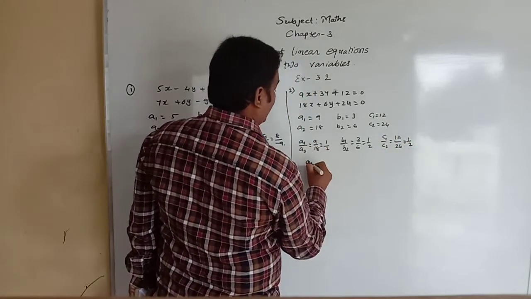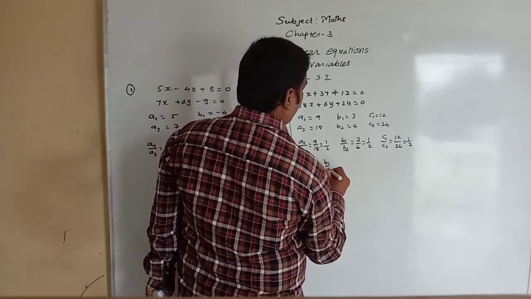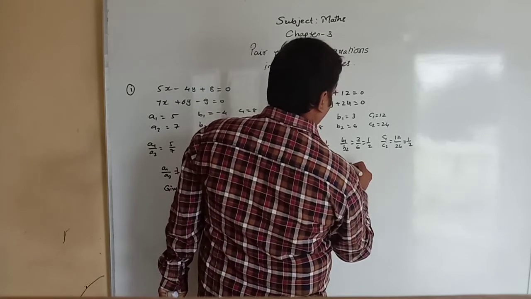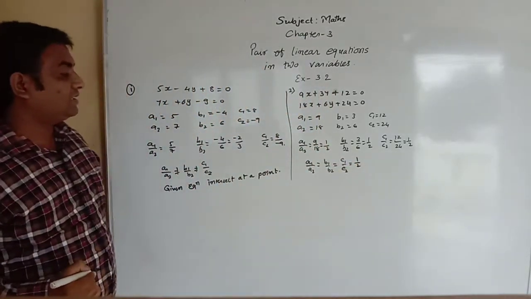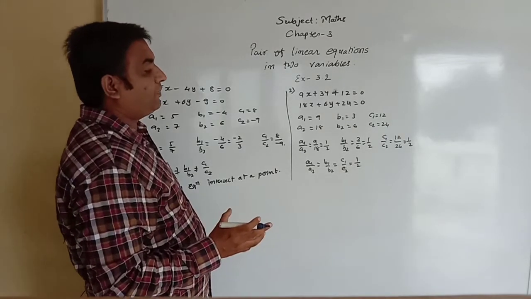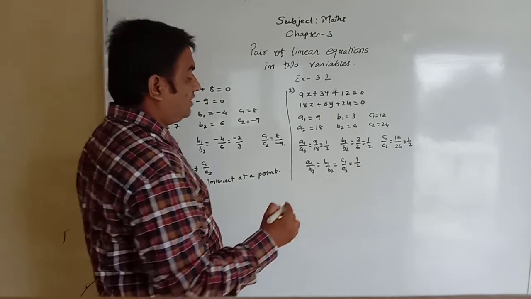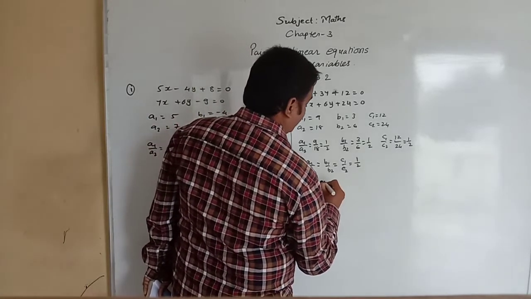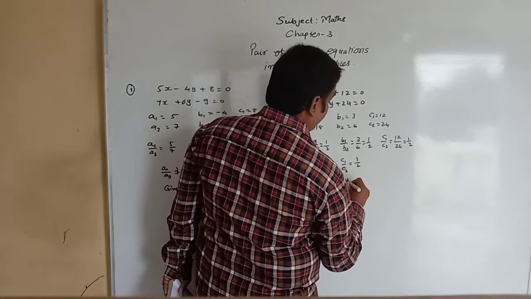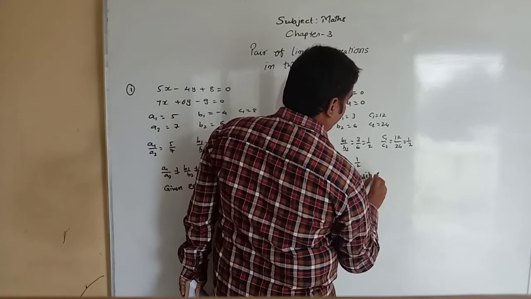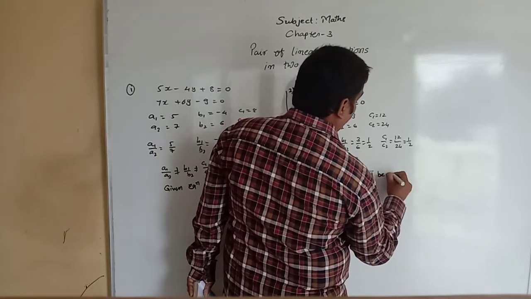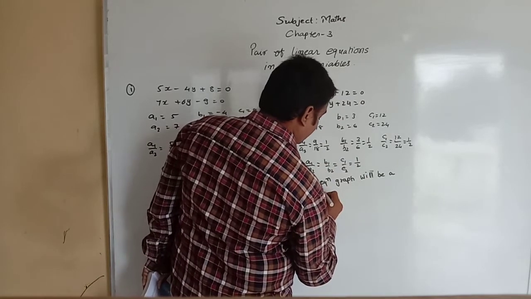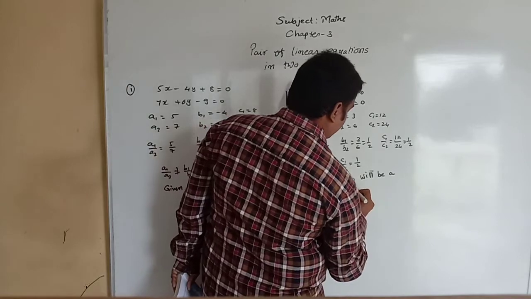So we can see that a1 by a2 equals b1 by b2 equals c1 by c2 equals 1 by 2. So all the three ratios are equal. These conditions denote that its graph will be a coincident line, meaning a single line, and so the graph of the equations will be coincident lines.